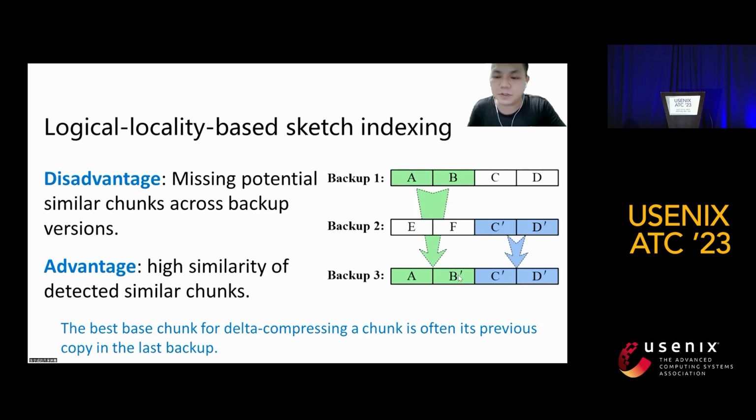And B apostrophe is similar to B in backup 1. When detecting similar chunks for chunks in backup 3, B in backup 1 cannot be detected as a similar chunk of B apostrophe because its sketch will not be indexed. An advantage of this indexing technique is the high similarity of base chunks. This is because the base chunk for data compressing a chunk is often its previous copy in the last backup.